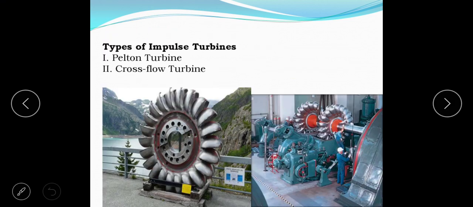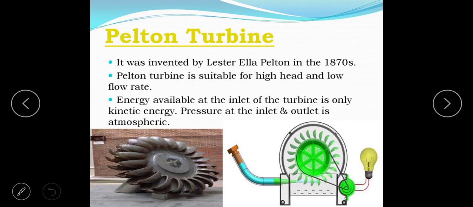Types of impulse turbines. Pelton wheel or Pelton turbine is one of the good examples of impulse turbine, and cross flow turbine. Those 2 photographs are here to see how Pelton wheel looks like and cross flow turbine looks like. This is Pelton wheel or turbine.